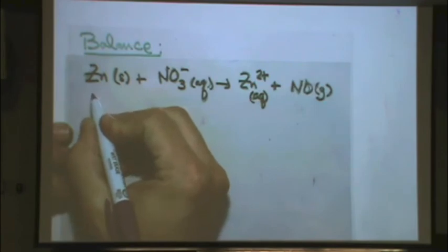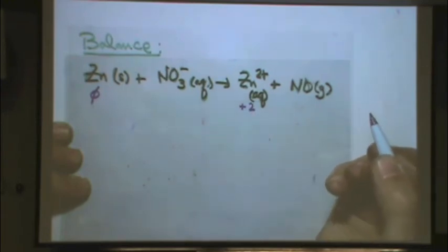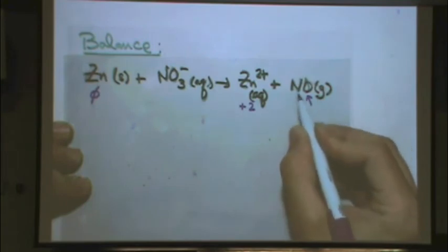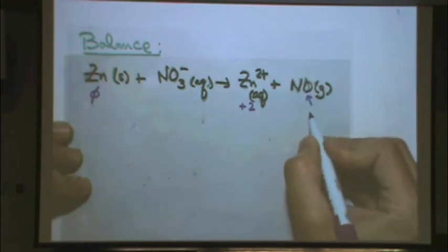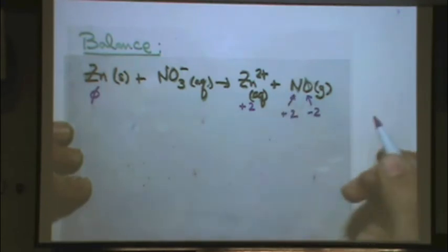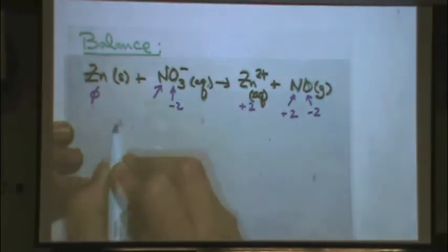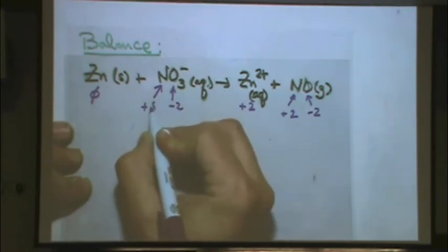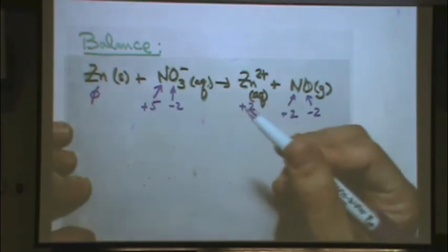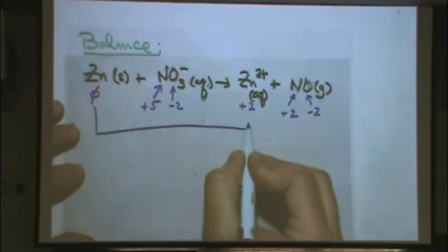So zinc is 0, it's a lone element. This zinc, I'll do it, it's easy, 2+. How about that oxygen right there? Not 0. NO, so what's the O? Oxygen's usually -2, so this nitrogen must be +2. Oxygen's usually -2, so this nitrogen must be +5. Make sure you can do that stuff. This is just what we were doing in chapter 3 when we were finding out oxidation states. Now notice this. Zinc just did what?